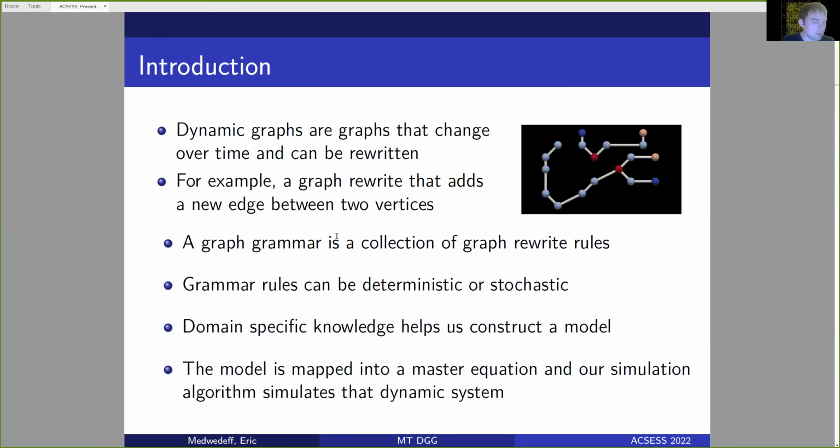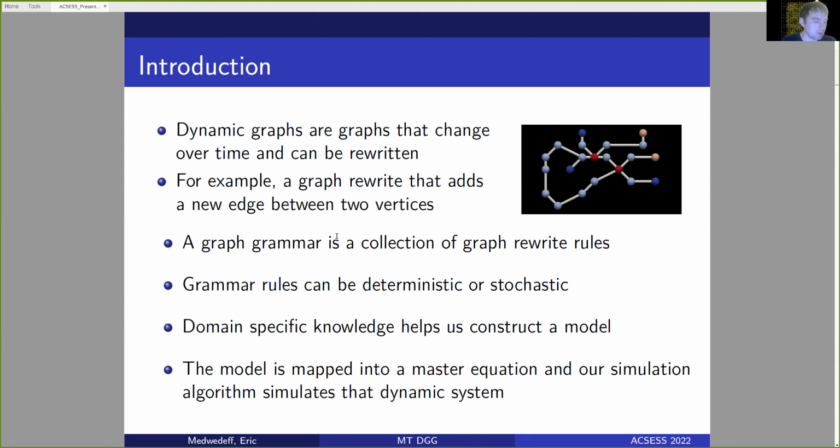So now then, what are dynamic graphs, and more importantly, dynamic graph grammars? A dynamic graph is a graph that can change or be rewritten over time. For example, the animation on this slide shows a graph that has nodes and edges being removed. And as it cycles back through, we see the nodes and edges are added back in. This is what we mean by dynamic graphs and rewrites.